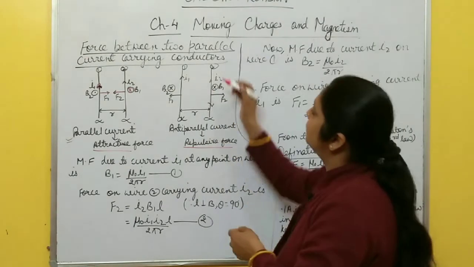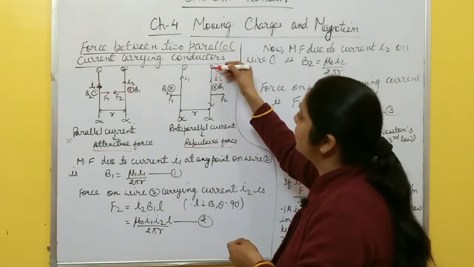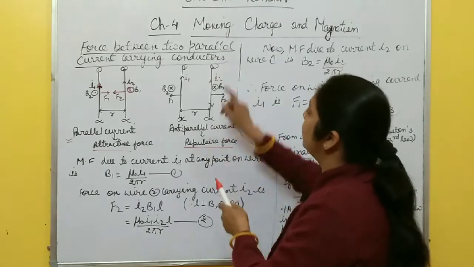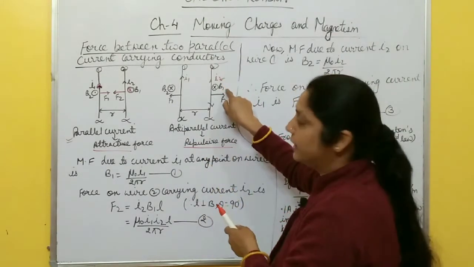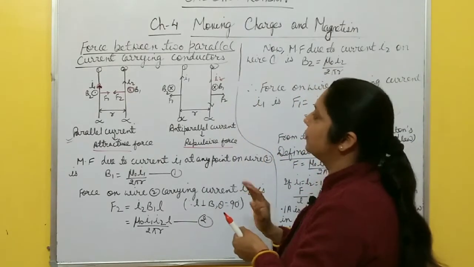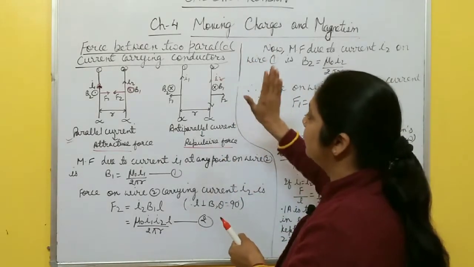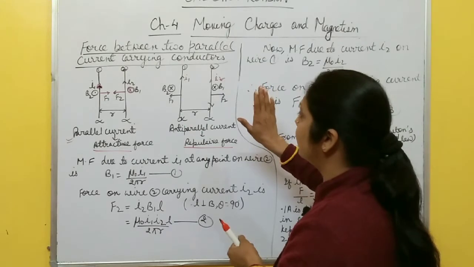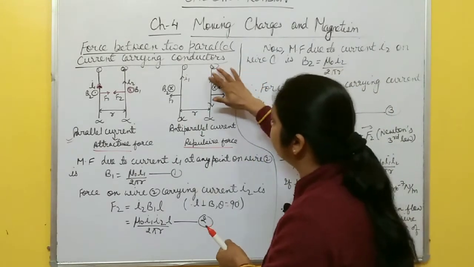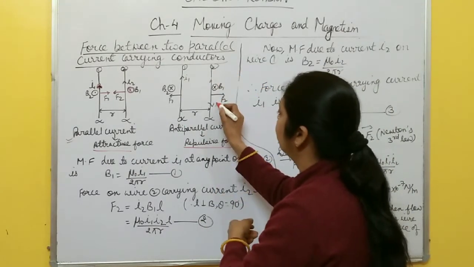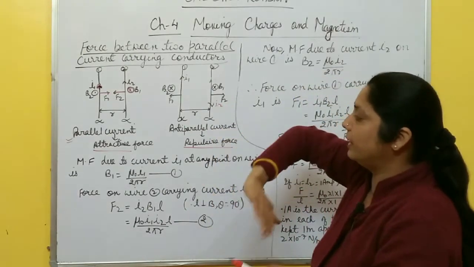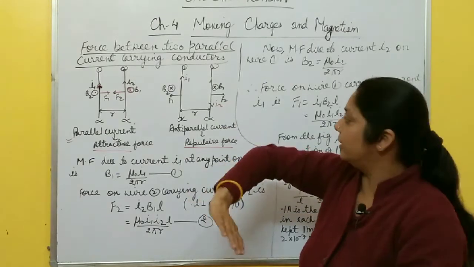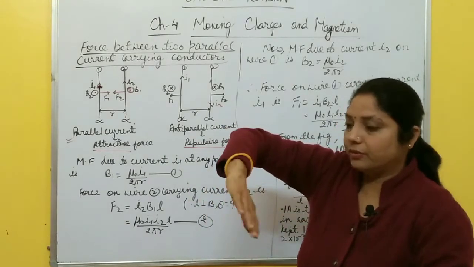Now in which direction is the force experienced by the second wire? In the second wire, current I2 is flowing and the field is in the inward direction. So what is the direction of force? Sorry, current is downward here, right? Wait. Here current is downward, I2. Current is in the downward direction and the magnetic field is inward. It means current is downward, from the right hand thumb rule.